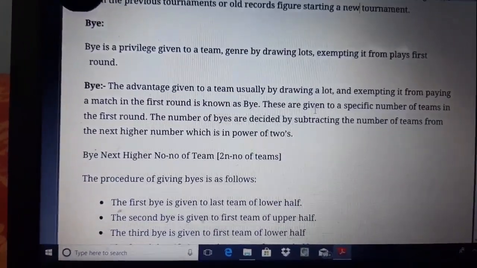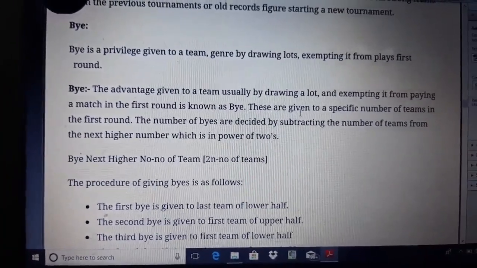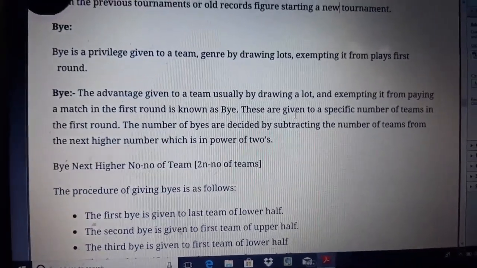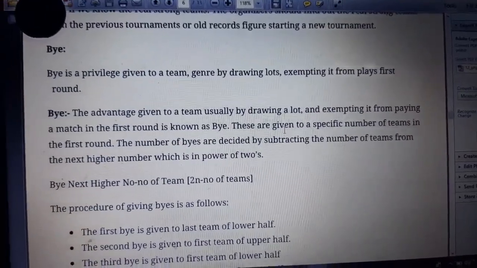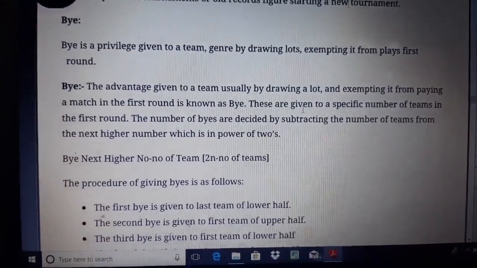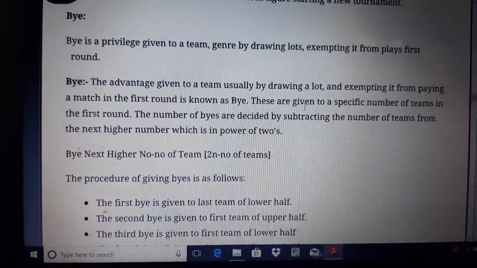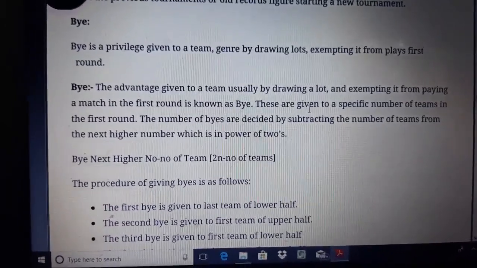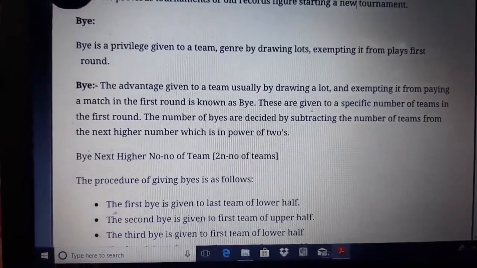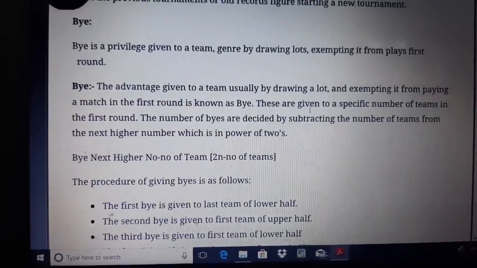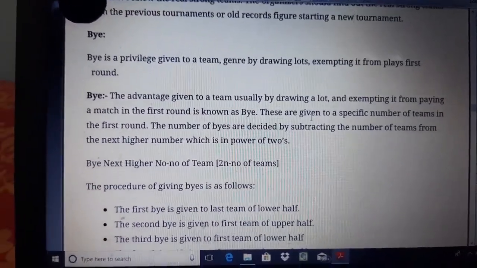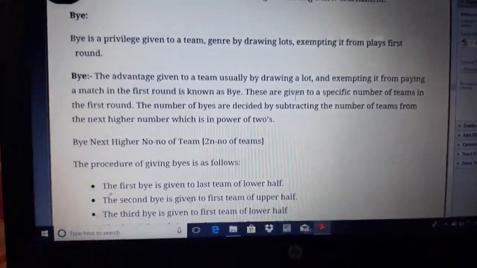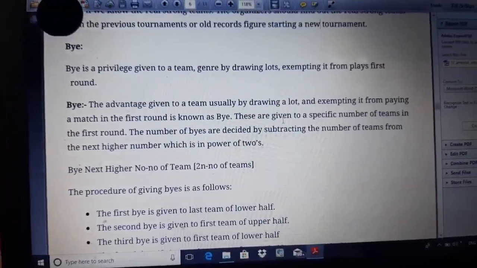This is how you find out how many byes are to be given. The formula for giving byes is very simple: the next highest number of the power of 2 minus the total number of teams. Taking the example of 13, 16 minus 13 is 3, so 3 byes have to be given. I know, with just audio you are not able to understand it that simply. Once we draw it on paper, it will be very simple.